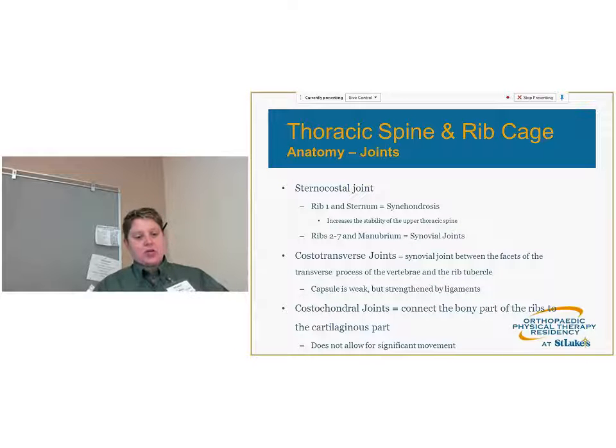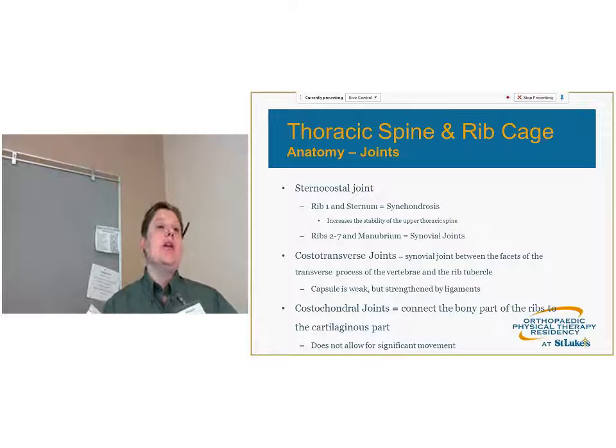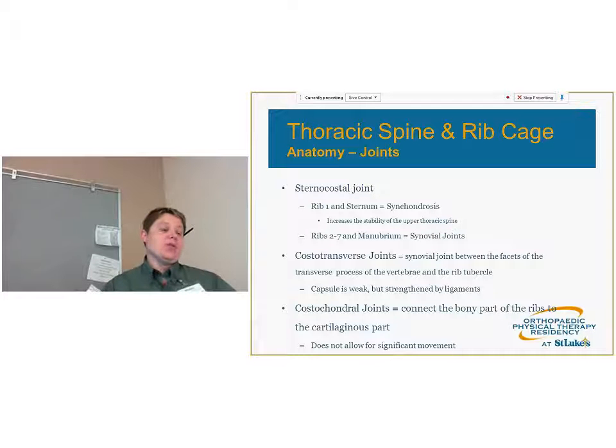The costotransverse joints are synovial joints. Typically, the capsule of the joints is very weak, but it is strengthened by the ligaments, and you also need the support of the surrounding muscles. So that's one concern. And then the costochondral joints, they connect the bony part of the rib to the cartilaginous part, and this does not allow for a lot of movement.